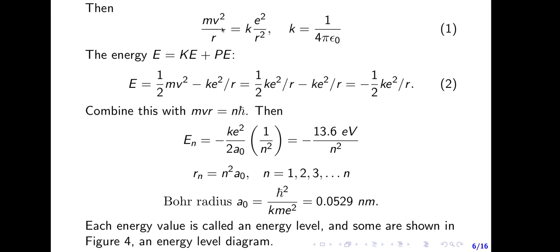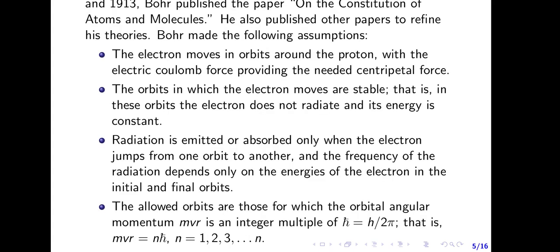Okay, so the centripetal force is provided by the Coulomb force between the electron and the proton. So the first interpretation of Bohr gives rise to equation 1. Then now, the orbits in which the electron moves are stable.